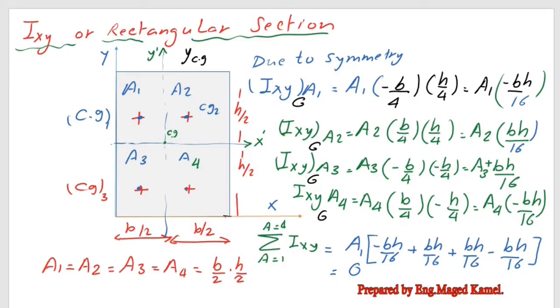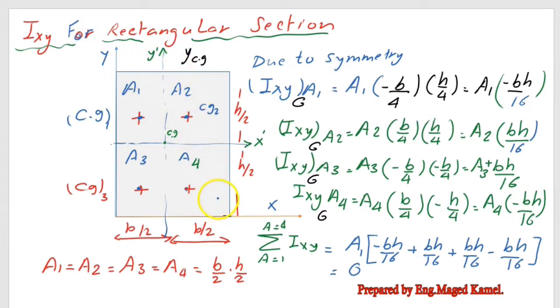Hello everyone, we are coming to a new lecture, unit number 5. We are going to talk about the product moment of inertia for a rectangular section. We want to prove that the product moment of inertia for a rectangular section is equal to 0.